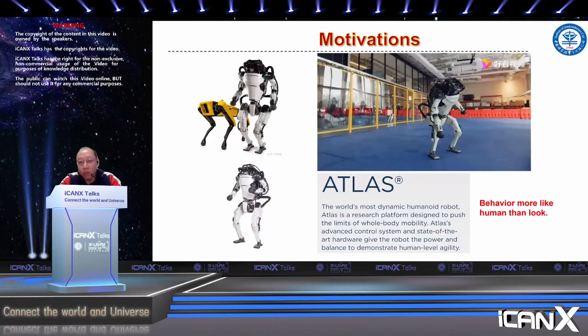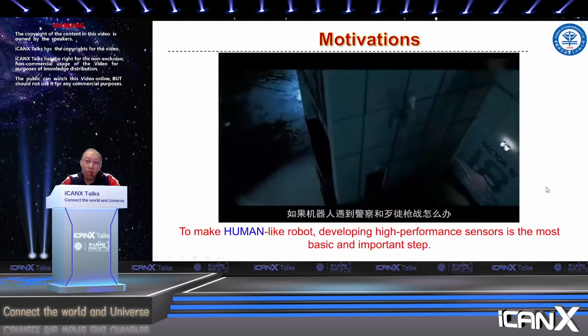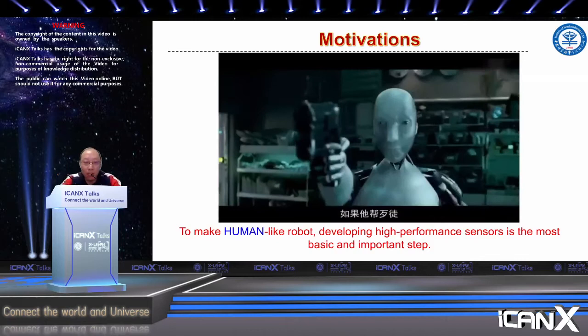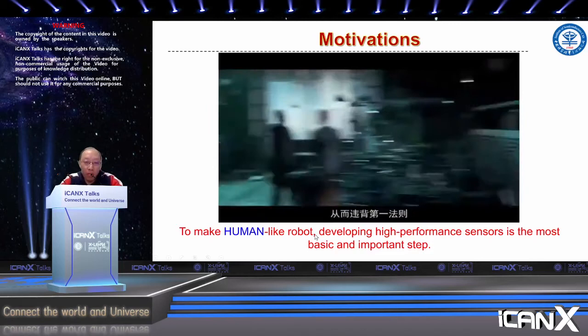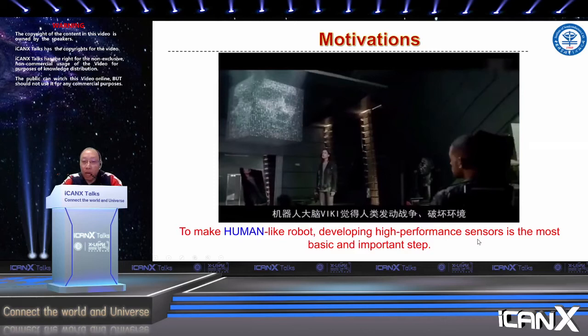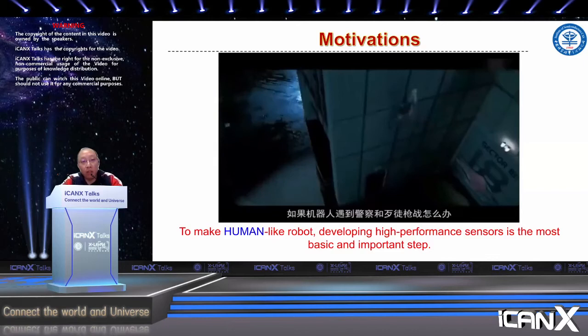And for researchers, what we want is to make a robot both look like a human and also react like a human, just like this movie shows. You can see that this robot looks like a human, and it can also think for itself and behave like a human. So to make a human-like robot, human-like means that they both look like humans and also behave like humans. To make a human-like robot, developing high performance sensors is the most basic and important step. Without high performance sensors, a robot can't behave like a human, right?